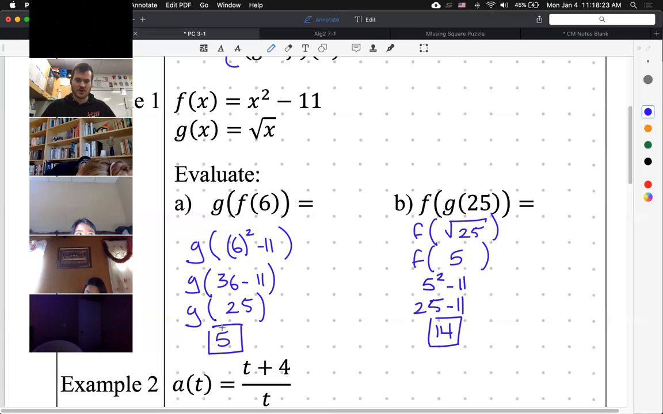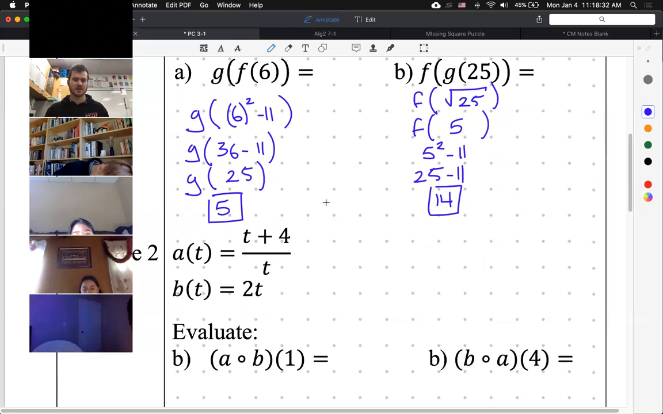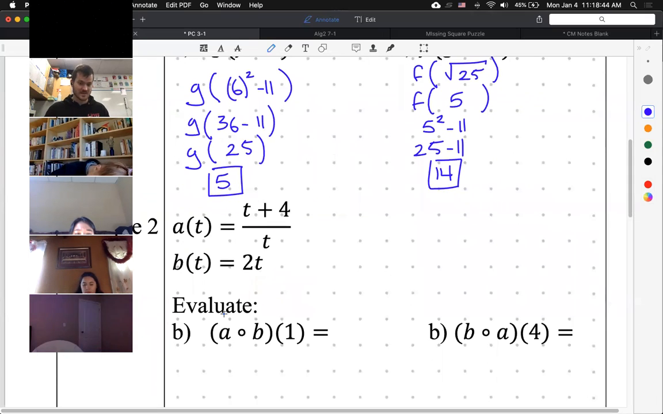So hopefully everyone is starting to get more comfortable with the flow of this. You do the inside and then the outside. I'm going to switch up the notation on you a little bit, just to make sure you really know what you're doing. I'm going to give you 2 brand new functions. I'm going to call this first function A, and that A is t plus 4 over t. My second function, I'm going to call that B. B is 2t. It's a doubling function. Okay, slightly different notation. No question? No, okay. I'm going to do A composed with B, and then the input here is 1.